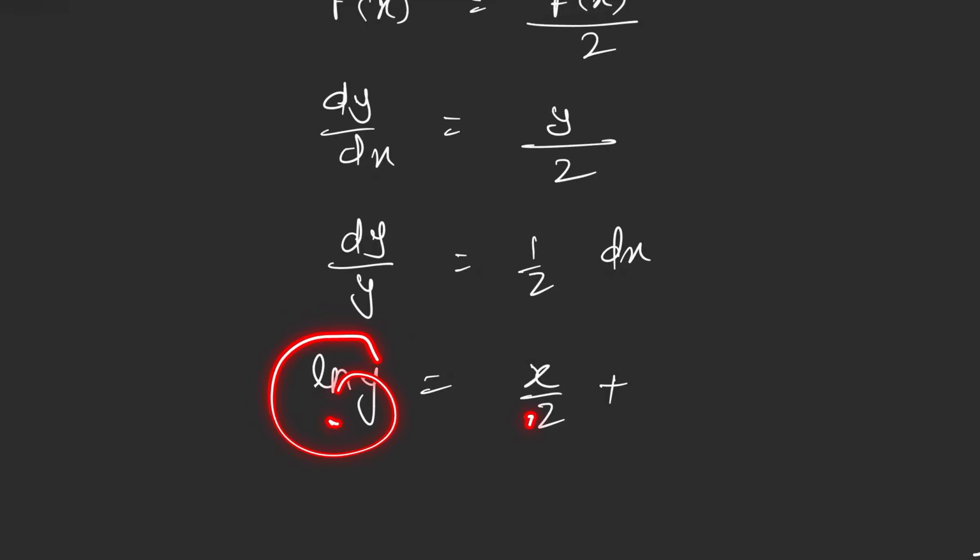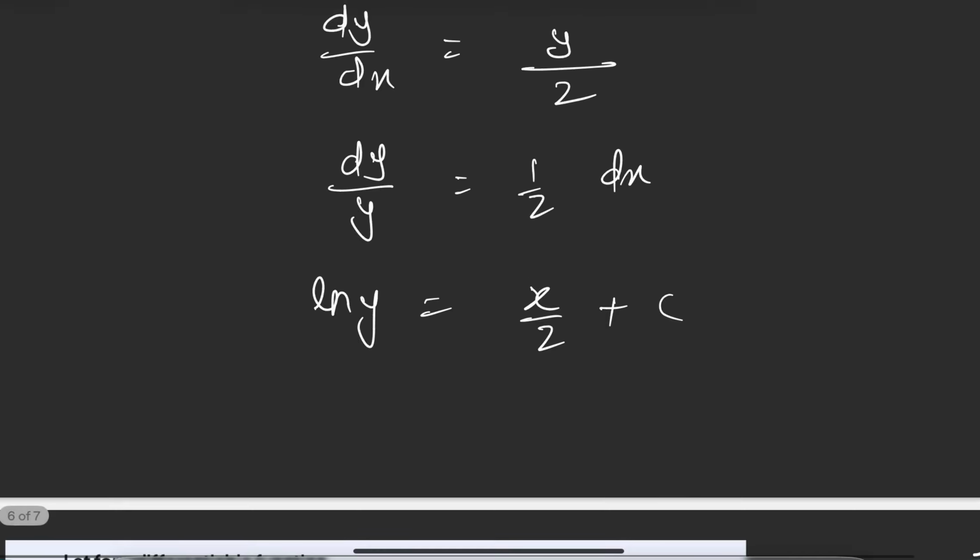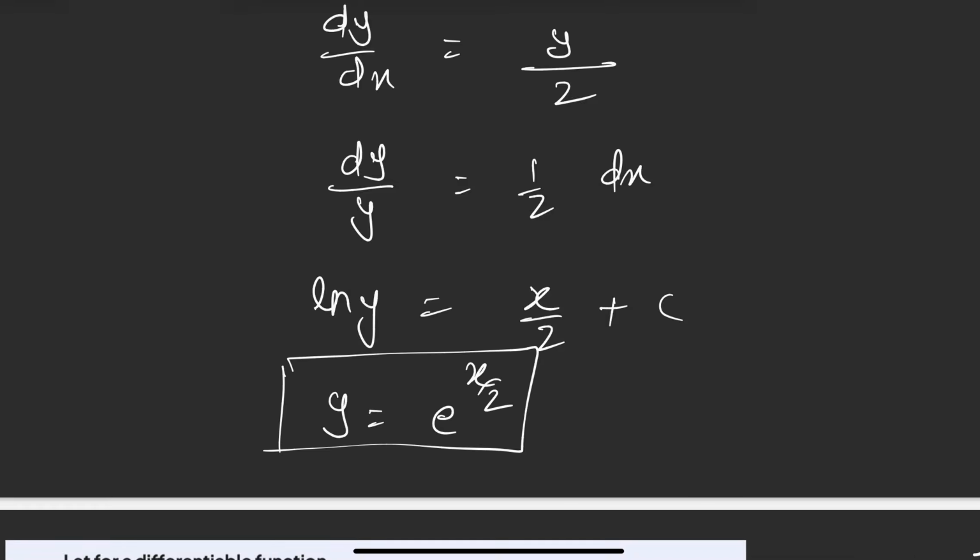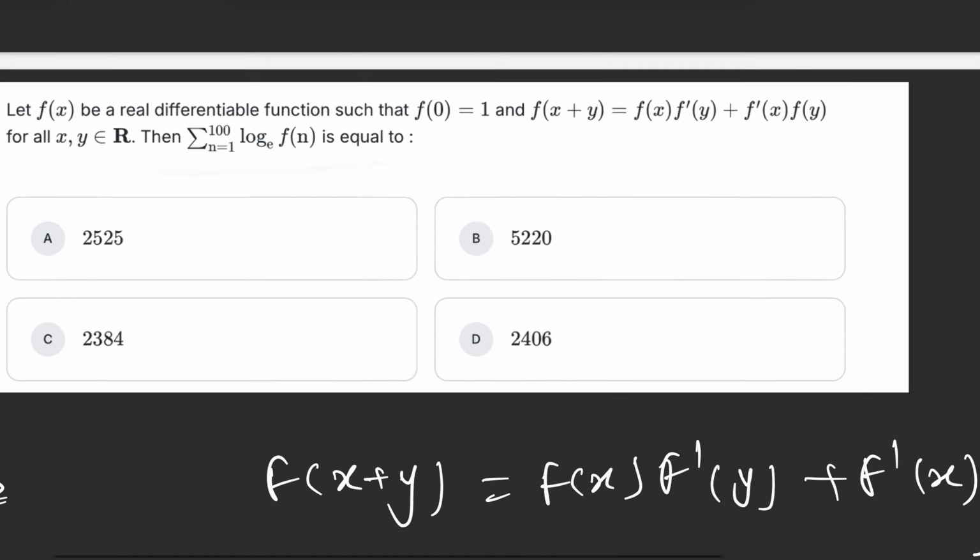And this is 0. So 0 equals 0. So c, here the c value will also be 0. So the function is actually y equals e to the power x by 2. I hope this is clear, why. And now this function they are asking.